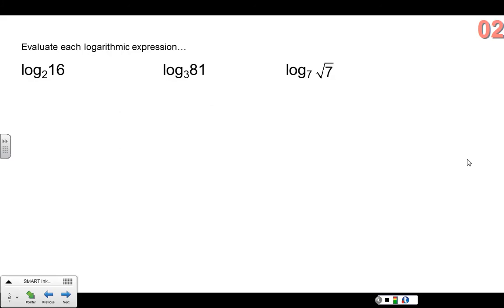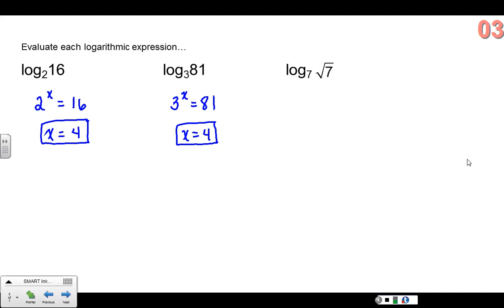So using that definition, let's see if we can figure out some basic logarithms here. Evaluate them. Find out what the power would be. Log base 2 of 16. What you're asking here is 2 to what power would equal 16. So in this case, x would equal 4. 2 to the 4th power is equal to 16. 3 to what power equals 81? Well, x is equal to 4. So log base 3 of 81 is 4 because 3 to the 4th power makes 81.